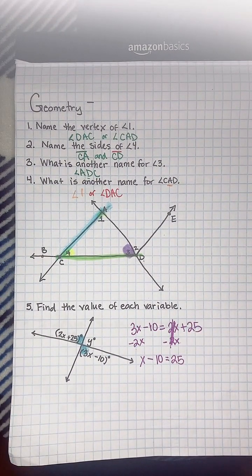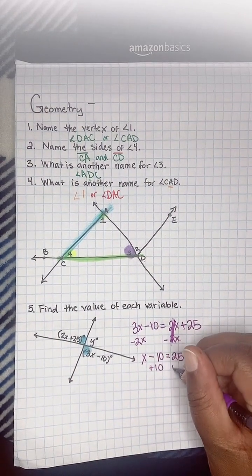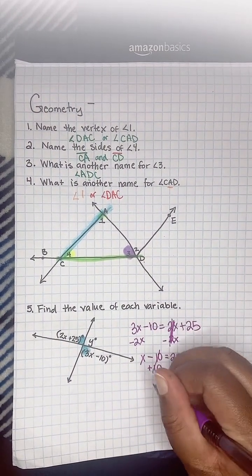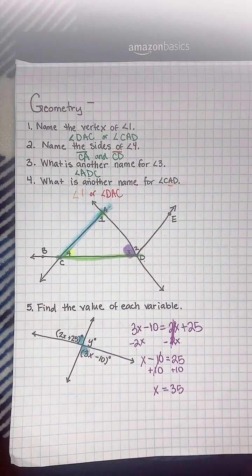All right. So how do we get negative 10 to the other side? Good. Bridget said, then add 10 to both sides. Wonderful. So we're going to do the opposite of subtraction, and we get x equals 35.